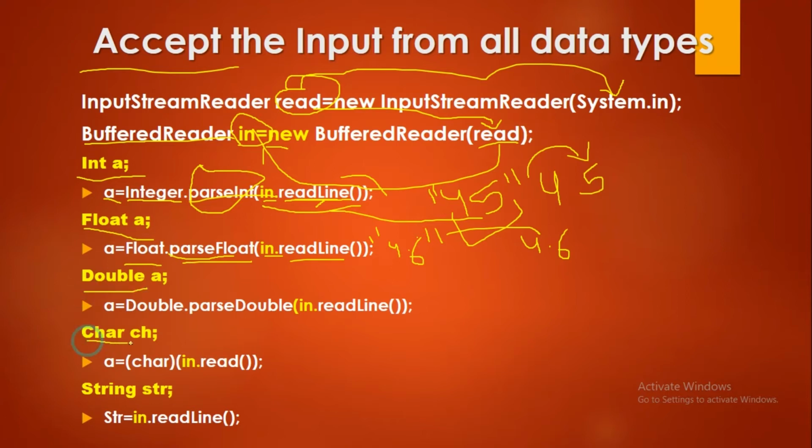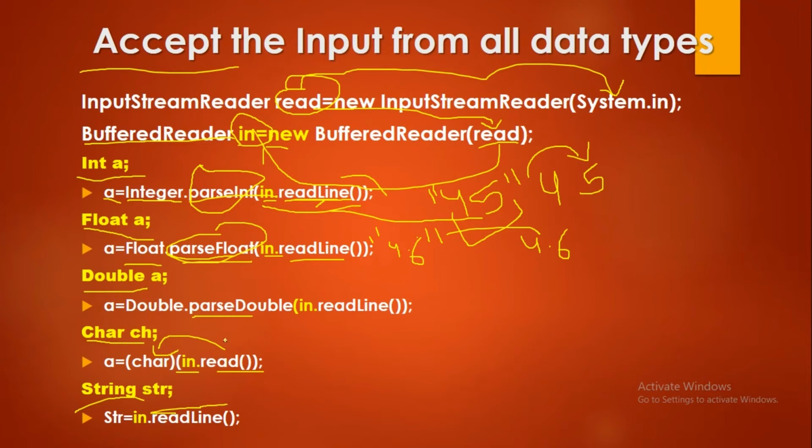When we are using character and string, we do not need any type of parse function. As we know, the BufferedReader class object takes input as a string or character. Here we are using in read, so we just need to convert that into a character only. We do not need a parse function here. For a string, it is simply readLine.